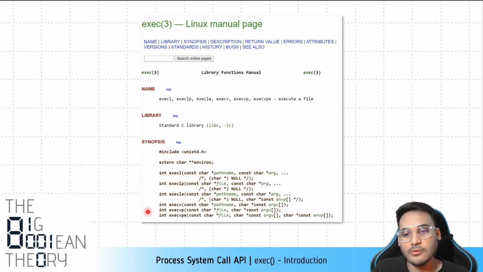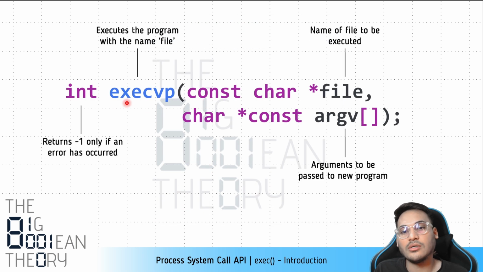In this video, we are going to discuss one particular variant of the exec system call, that is execvp. This is how the signature of execvp looks. First of all, let's discuss what it does. It executes a new program, and the way you specify the program is by the name of the file. The first argument specifies the name of the file that has to be executed. Obviously, in this case, we are talking about a binary file.